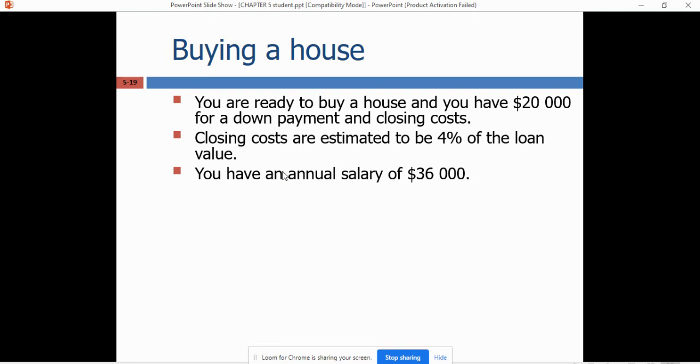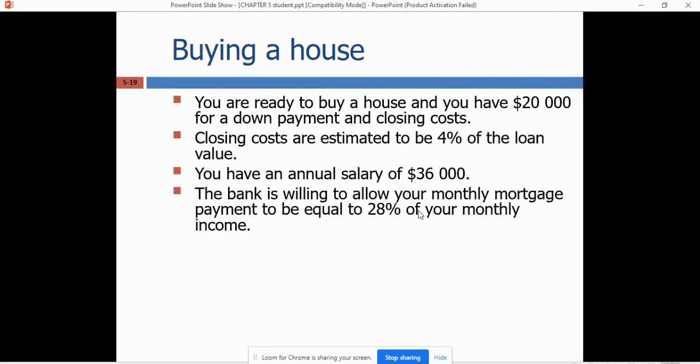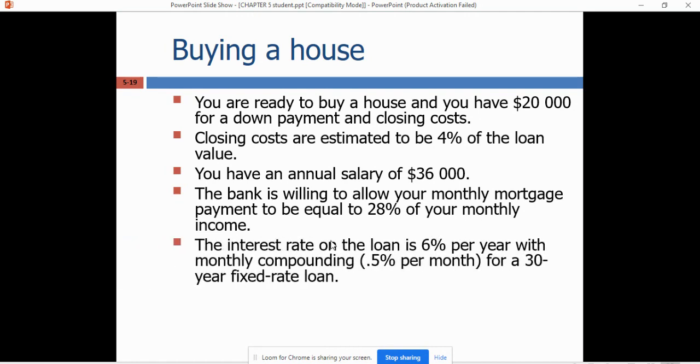So your annual salary is 36,000. The bank is willing to give you a monthly mortgage equal to 28% of your monthly income. So whatever you earn monthly, out of that 28%, the maximum amount they can give you for the mortgage payment, right? The interest rate on the loan is 6% per year, so monthly compounding would be 0.5%. And it's for a 30-year fixed rate loan. So your loan is for the next 30 years, right? So how much money will the bank loan you?